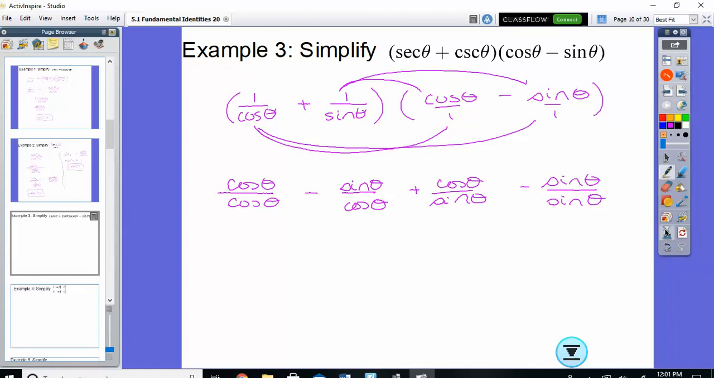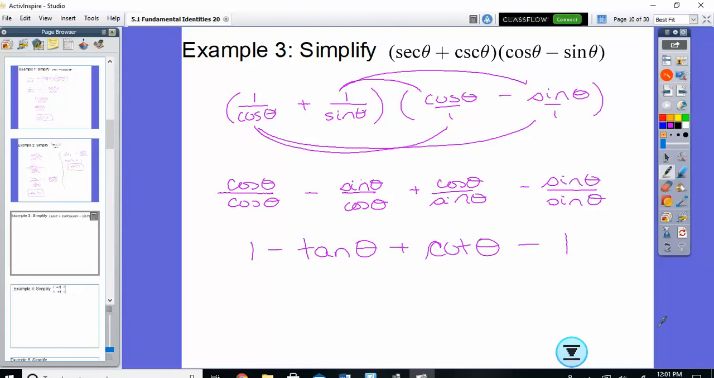You guys all understand how I got to that point? What is cosine theta divided by cosine theta? 1. Minus, what is sine theta over cosine theta? Tangent. Plus, what is cosine theta over sine theta? Minus, sine theta divided by sine theta.